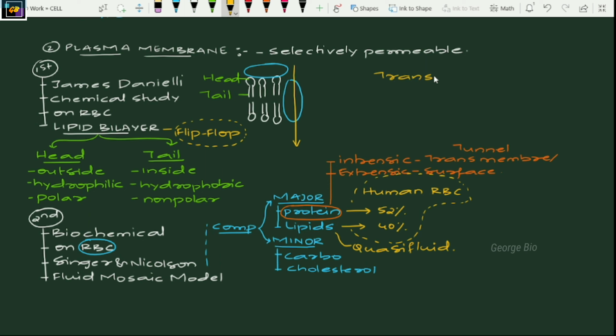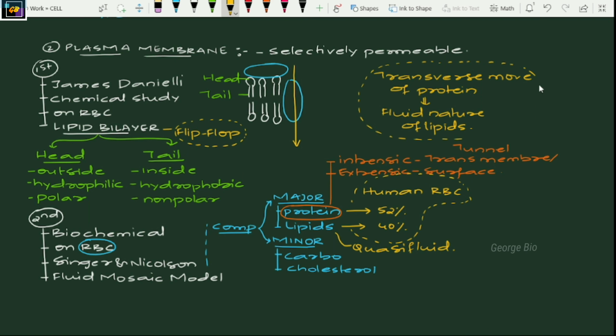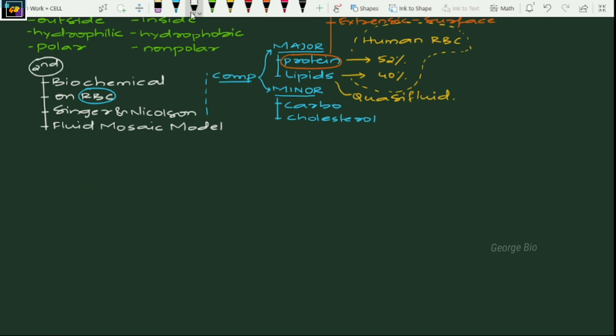The transverse movement of proteins is due to the fluid nature of lipids. The transverse movement of proteins is due to the dash nature of lipids. So what is that nature of lipids? The fluid nature of lipids.